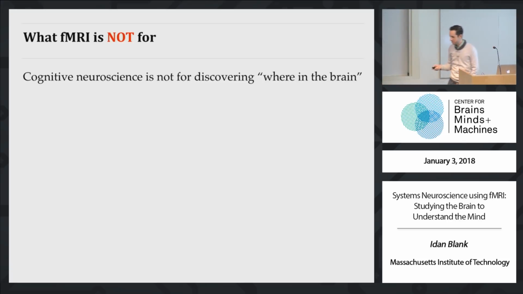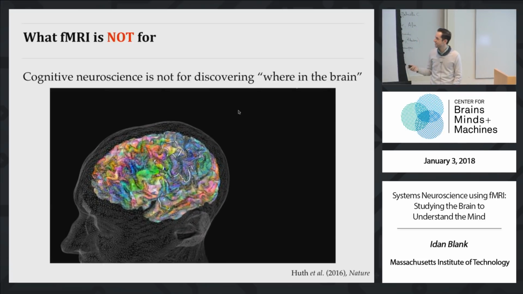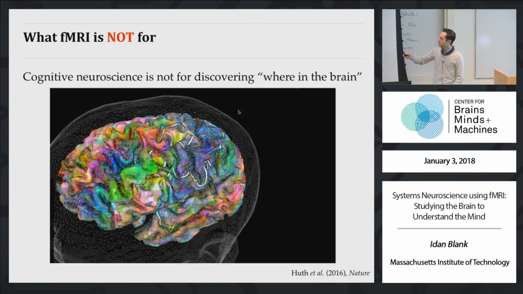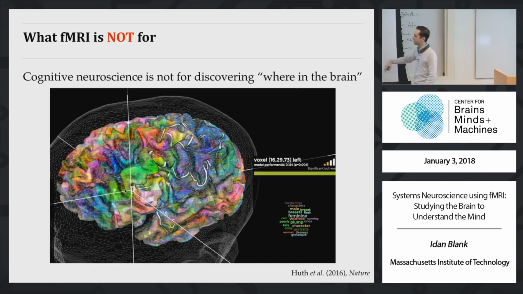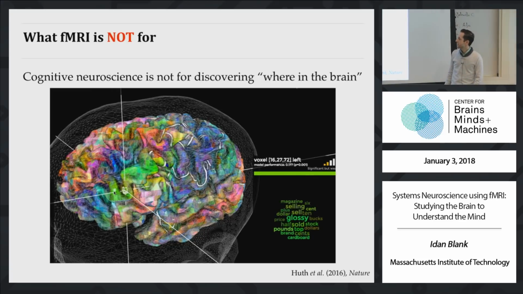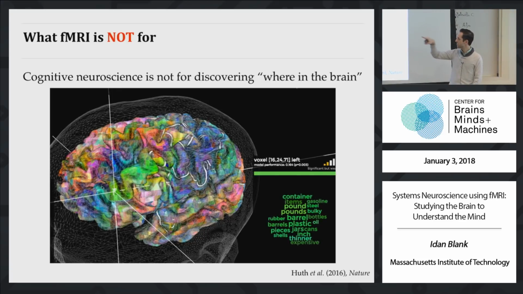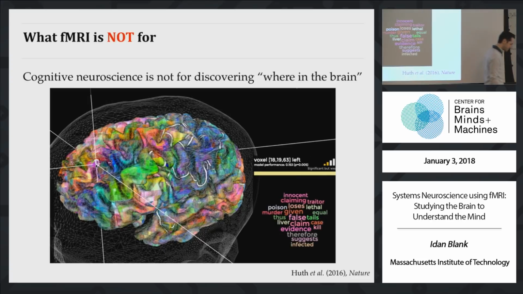So here's an example of a study that was very, very sexy and published in Nature in 2016, where they had people listen to 7 hours of stories and mapped the semantics, or the meanings, of different words and concepts across the entire brain. There's this GUI online where you can click on different voxels and see all the words that voxel responds to.